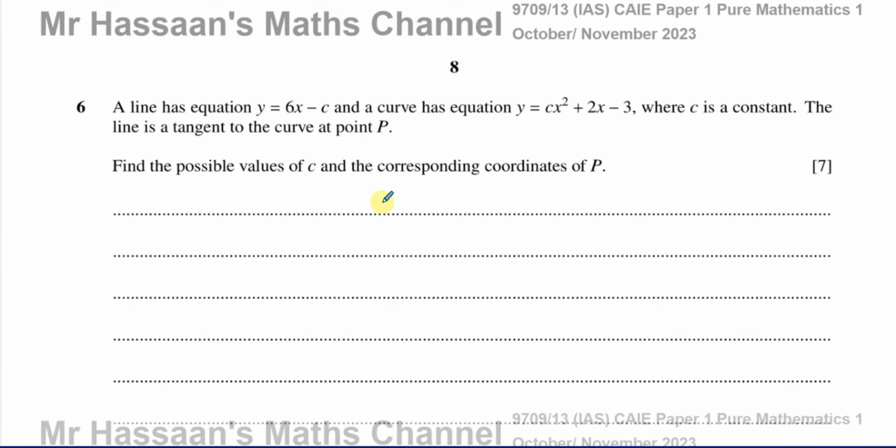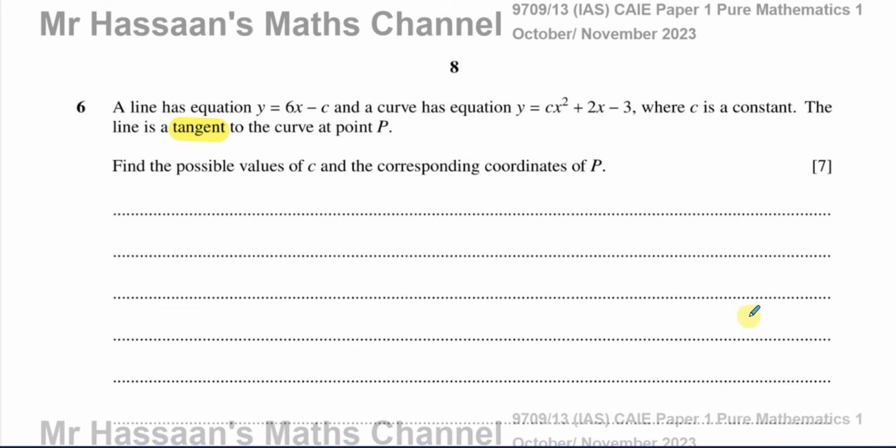This question is about a straight line which has equation y equals 6x minus c, and a curve which has equation y equals cx squared plus 2x minus 3, where c is a constant. Of course, it's the same constant in both equations. The line is a tangent to the curve at the point P. Find the possible values of c and the corresponding coordinates of P.